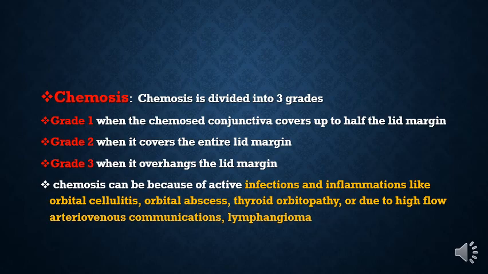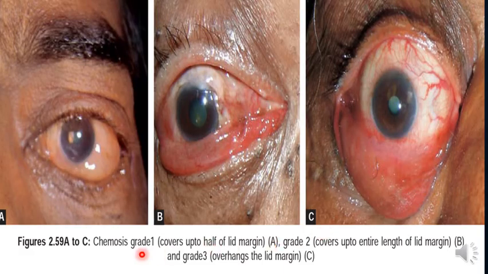Now, the chemosis of the conjunctiva has 3 grades. The first grade is when the chemosed conjunctiva extends up to half of the lower lid margin. Grade 2 is when it covers the entire lid margin. And grade 3 is when it overhangs the lid margin. Chemosis can be because of active infections and inflammations like orbital cellulitis, orbital abscess, thyroid orbitopathy, or due to high flow arteriovenous communications and lymphangiectasia.